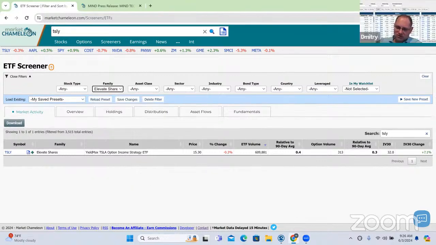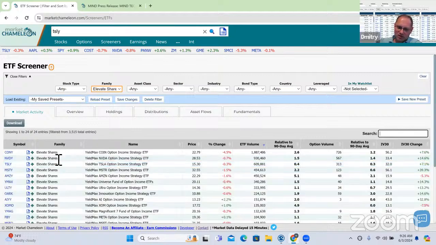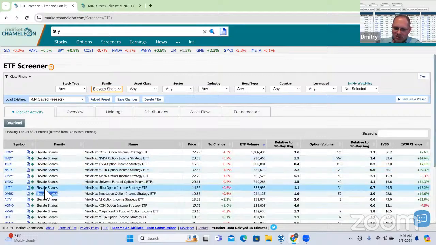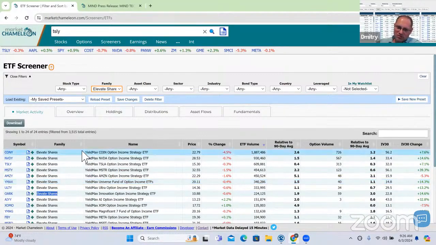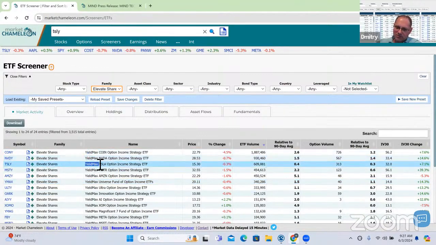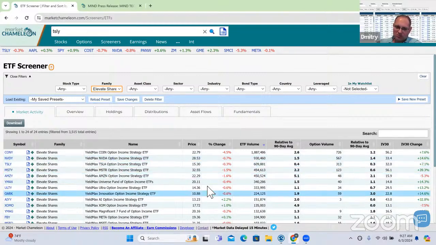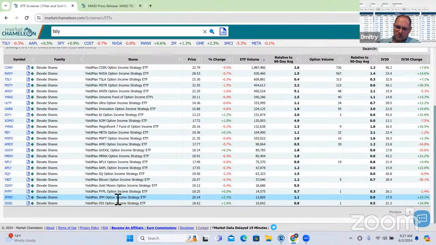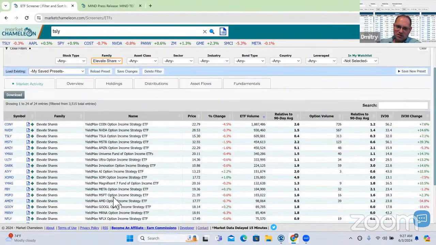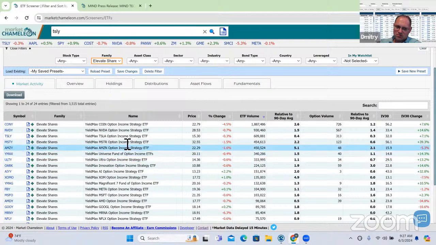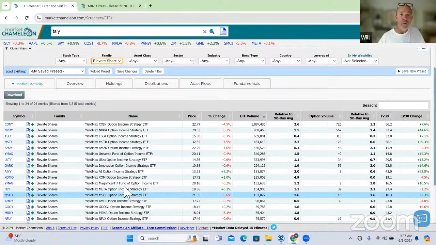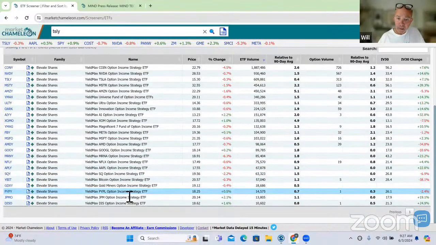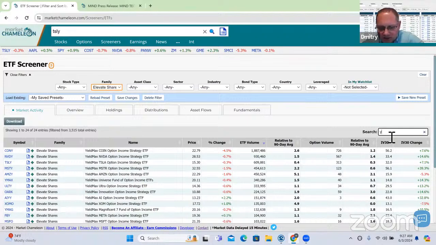So let me just see if these are them. I think they're categorized as Elevate Shares, maybe. Here are the Yield Max names. I guess the family is Elevate Shares. That's also from our vendor, but it looks to me like these would be the list of them over here that are in our database. Is this maybe what Rob's looking for? Rob, let me know if that's what you're looking for. You could also type in here, like, Yield Max.